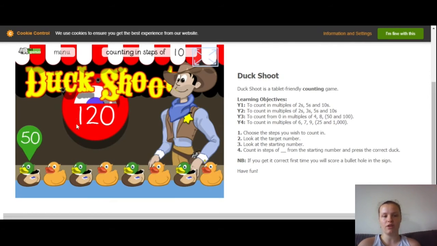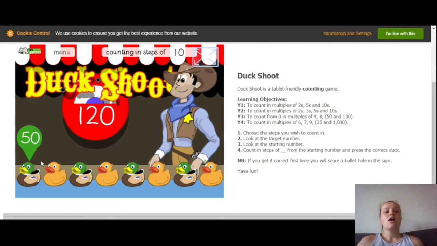120. So this shows us the hundreds. This shows us the tens. And this shows us the ones. So we're looking for 120. So let's count on from 50. What duck do you think we'll need to knock down? Maybe we'll do this one together.